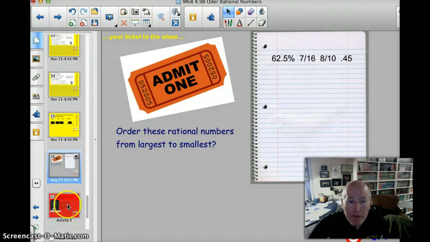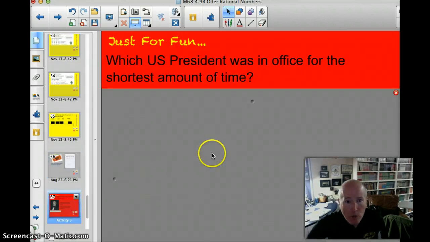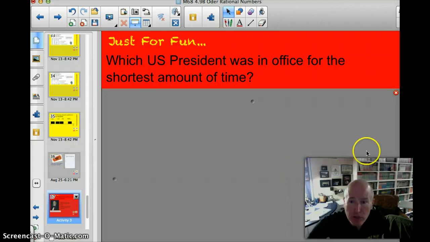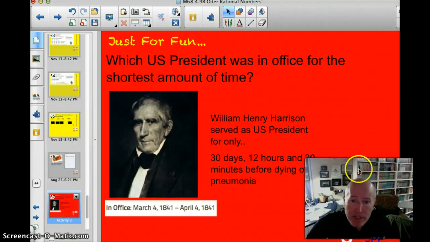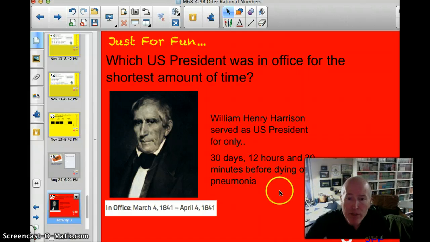All right. The answer to tonight's trivia question. Which U.S. president was in office for the shortest amount of time? Survey says it was William Henry Harrison. He served as U.S. president for only 30 days and 12 hours and 30 minutes before dying of pneumonia. I believe he caught pneumonia on his inauguration day. All right, little trivia question. Back in 1841.